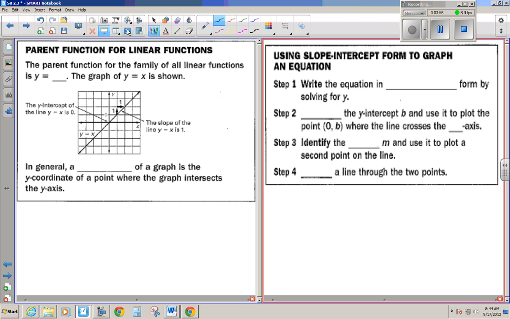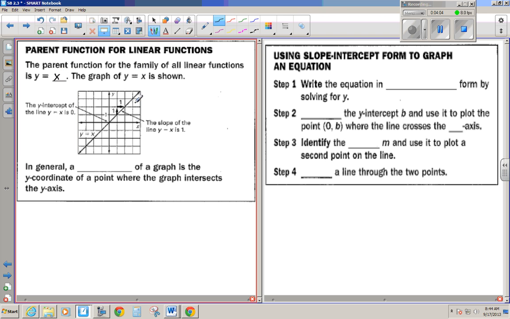Parent functions for linear equations. The parent function for the family of all linear equation functions is y equals x. The graph of y equals x is shown. So it goes through the origin, it has this positive one, m is 1, so it's a nice one. In general, the y-intercept of a graph is the y-coordinate of a point where the graph intersects the y-axis.